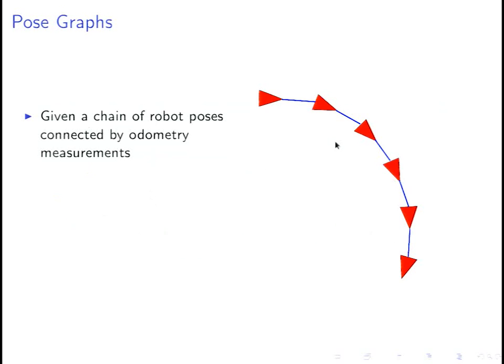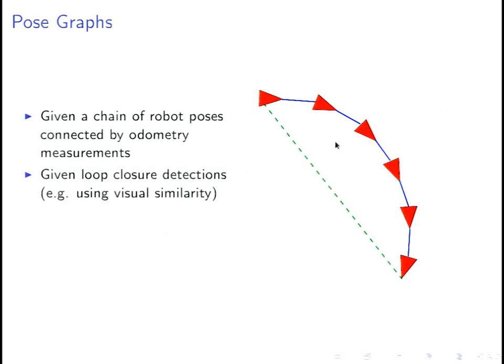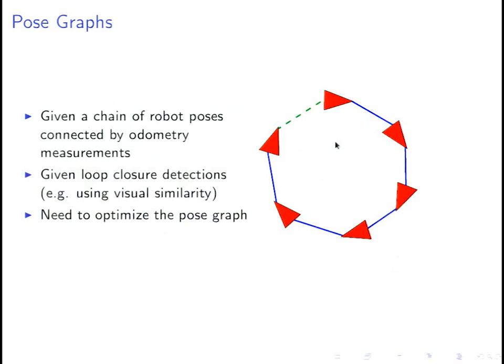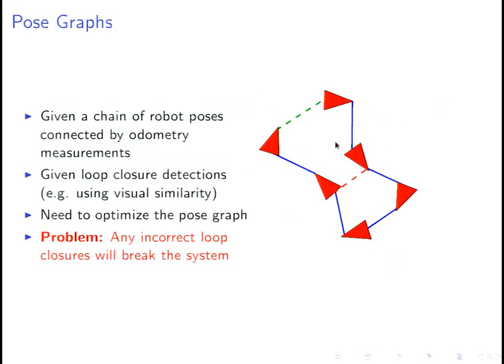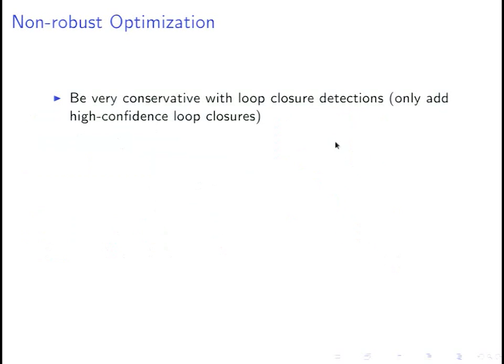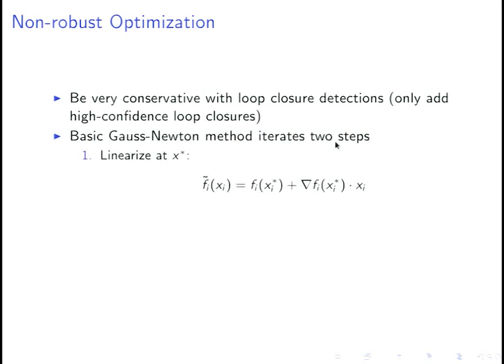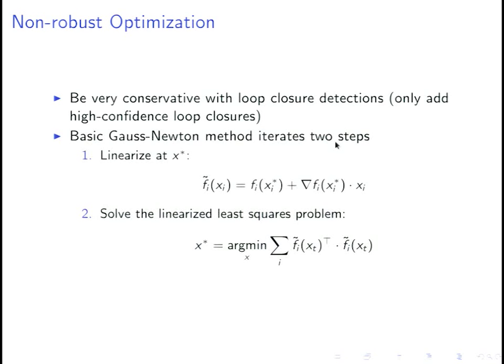So as a summary of pose graphs, you're given a chain of robot poses, connected by measurements. Occasionally you get a loop closure, and you want to optimize all this to get a map out of it. And the problem is, if there's even one incorrect loop closure, this will break the whole system. So the non-robust way of doing it is to be very conservative with when you add loop closures, and then use something like Gauss-Newton. It doesn't have to be Gauss-Newton, but the basic idea is almost always that you linearize at some point, you get a least squares problem, and you solve it, and you iterate. And this can't really deal with outliers very well. So there are all sorts of ways to deal with it, but this is one particular one that works well.